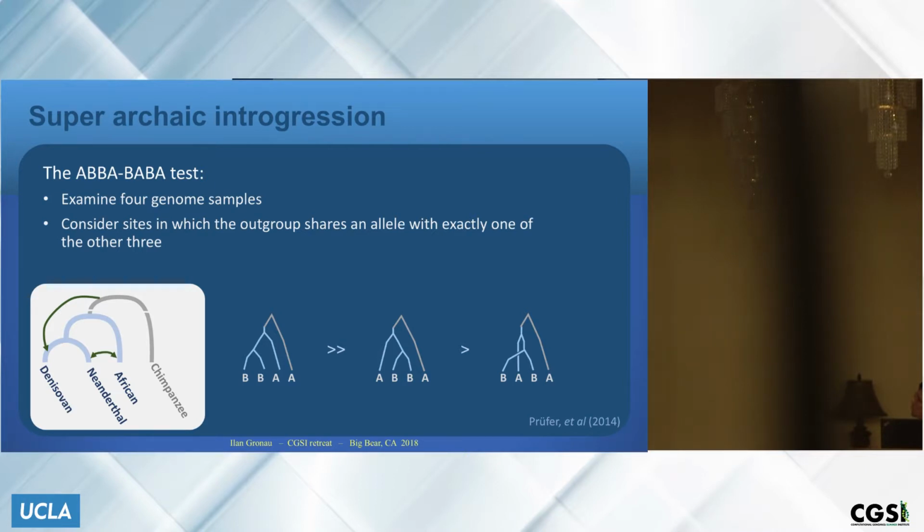So if you consider the population tree of these 3 samples, it's going to look like this, right? Denisovans are more closely related to Neanderthals, and Africans are an outgroup to them, and chimpanzee an outgroup to that. And then you're going to look at sites where exactly one of your 3 genomes shares the chimpanzee allele, right? So you're going to have 3 types of sites. You're going to have a site where the African genome shares this A allele, or the Denisovan genome shares the A allele, or the Neanderthal genome shares the ancestral chimpanzee allele, right?